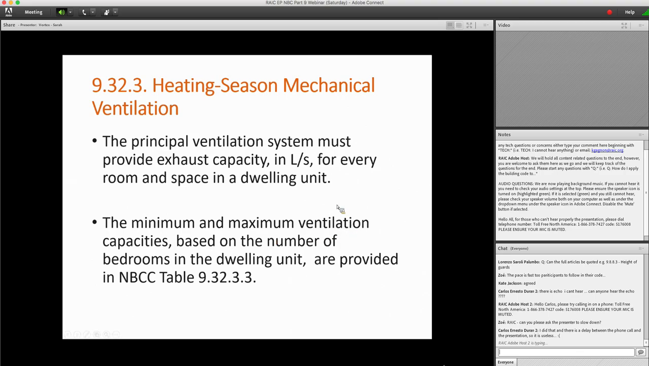The principal ventilation system must provide an exhaust capacity for every room and space in a dwelling unit. This is defined in terms of liters per second and is based on the number of bedrooms in a dwelling unit as provided in NBC Table 9.32.3.3.